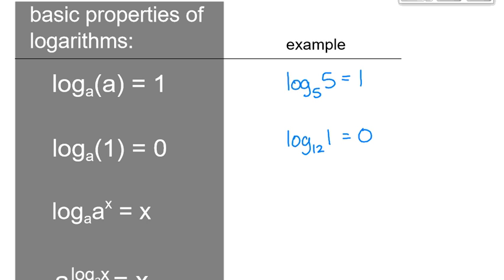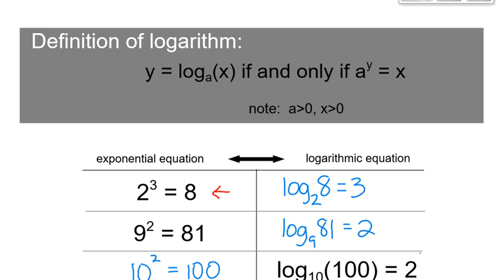Now the base has to be positive, which is back here in the definition. The base has to be positive, and because of that, if you're taking a positive base and you're raising it to a power, you're always going to get a positive result. So the result x is also going to be positive.